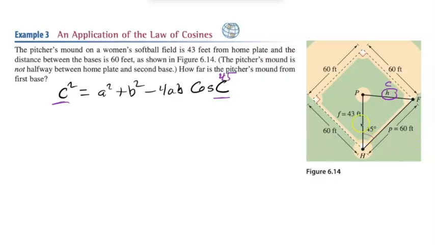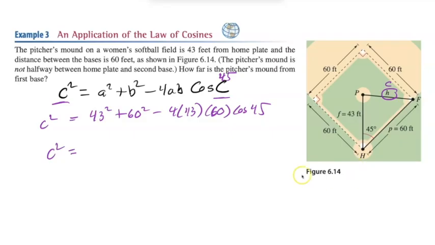And the other two sides, which in this case are 43 and 60, are just A and B. It doesn't matter which one's which. 43 squared plus 60 squared minus 4 times 43 times 60 times cosine of 45. That's all equal to C squared. We're just going to type that all into our calculator and get an answer.